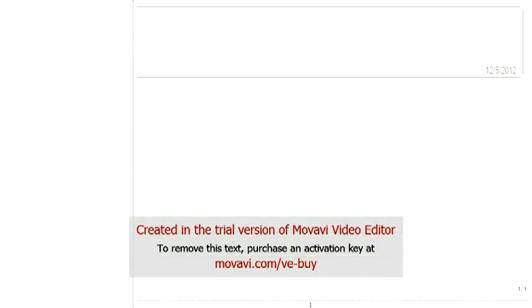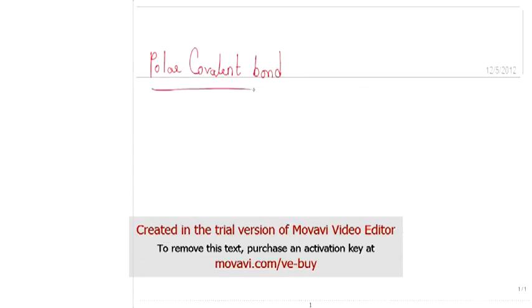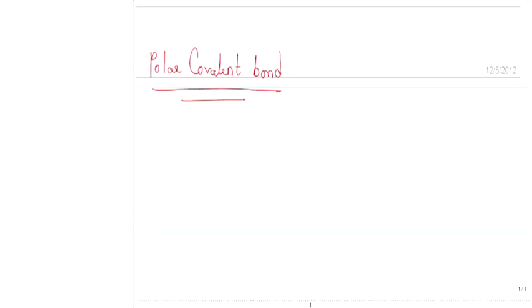We begin with polar covalent bonds. We've already done what a non-polar covalent bond is. Now we take up the polar covalent bond. A polar covalent bond gets formed between two atoms which differ in their electronegativities. Take for example something like HCl.